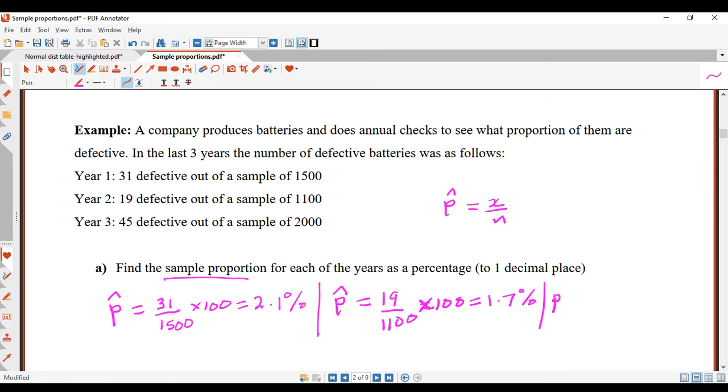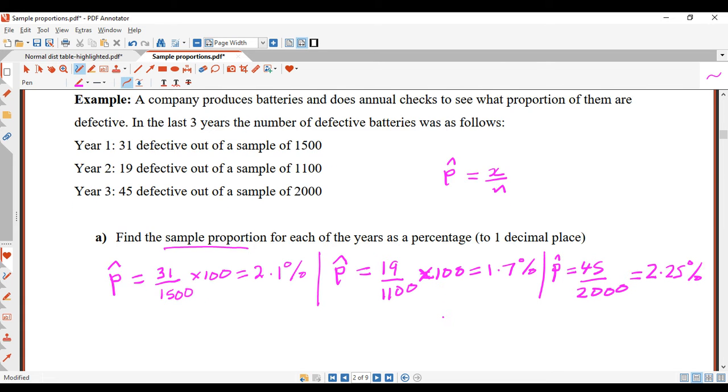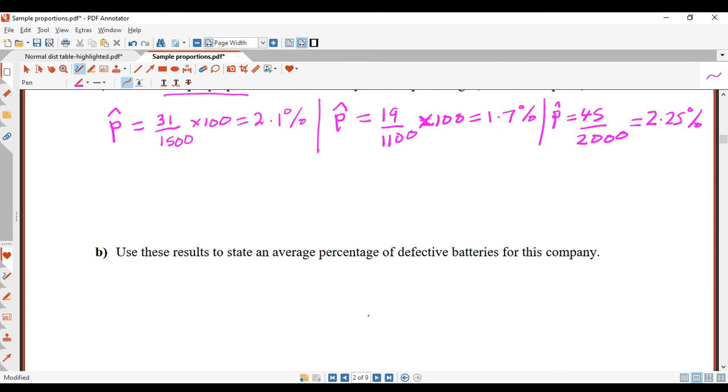Last of all, p hat will be 45 over 2,000. Now to convert that to a percentage, times by 100. Now you will get 2.25% exactly there. Now, that's the sample proportion.